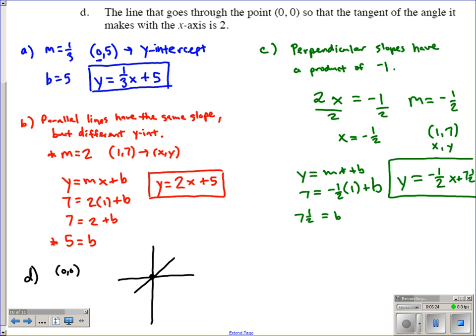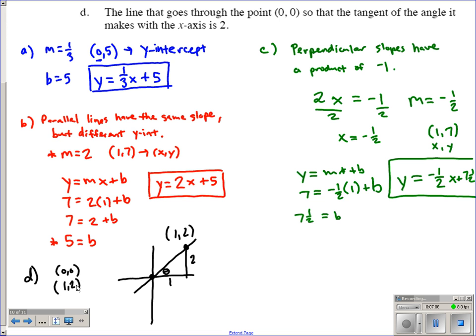If we're making some sort of angle here, remember tangent is equal to the opposite over the adjacent. So if we're talking about this angle, we'll call this theta. The tangent of this angle that it makes with the x-axis is equal to 2, which means opposite over adjacent. So what point would we be at up here? Well, we've gone over 1 and we've gone up 2. So it's going to go through the point 1, 2.